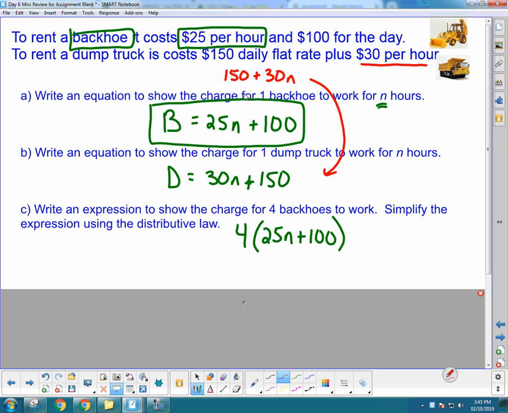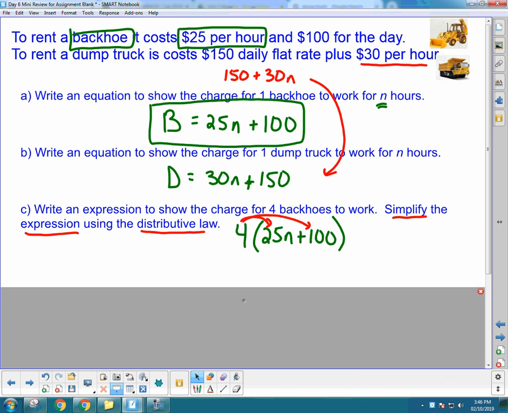But of course, we're going to simplify this expression using the distributive law, using rainbow. So we'll be able to get an expression for 4 of them. So we rainbow 4 times 25N. Well, 4 times 25 is 100N. And then that's the first rainbow. And then we multiply the 4 by 100, and we get 400.